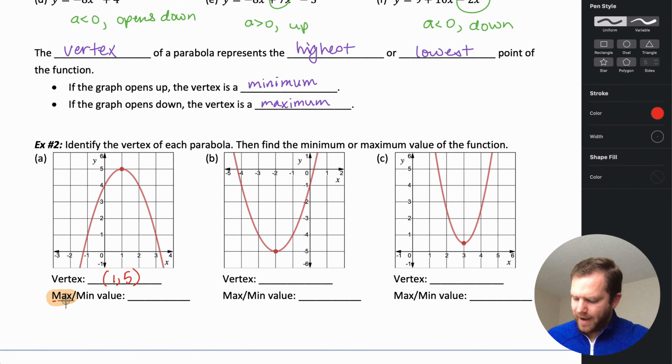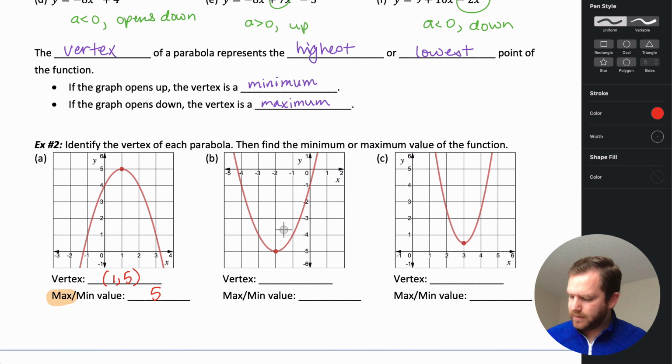Now, what is my maximum value? I know that this is a maximum because it opens down. But what is its maximum value? When we're referring to the value of our function, the value always talks about the y-coordinate. So what is the highest that this graph reaches? That would be our maximum value. The highest that this graph reaches is 5. And that's basically the upper limit of our range, if you remember domain and range.